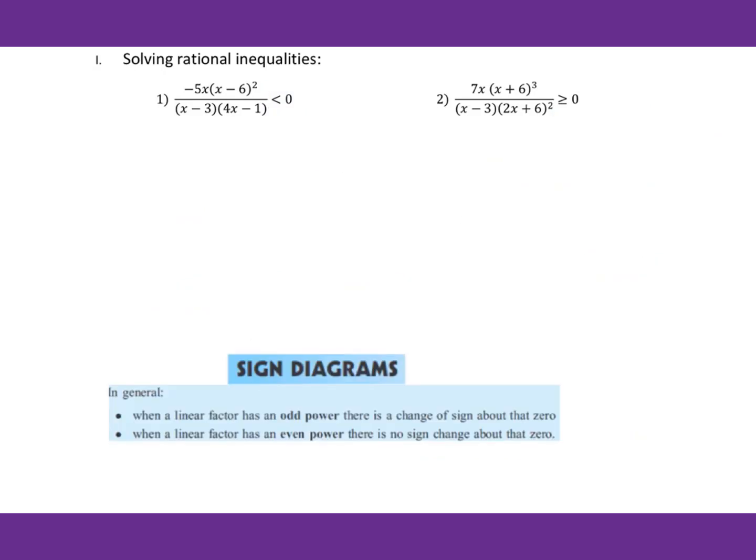Now let's go to number 2. Still, we need the roots and the vertical asymptote lines. For the roots, we make the numerator equal to 0. Therefore, x equals 0 and negative 6. For vertical asymptote lines, we make the denominator equal to 0. Therefore, we got x equals 3 and also x equals negative 3.